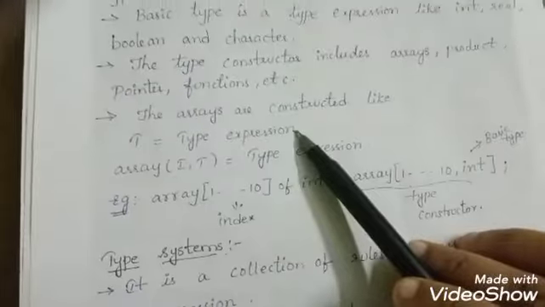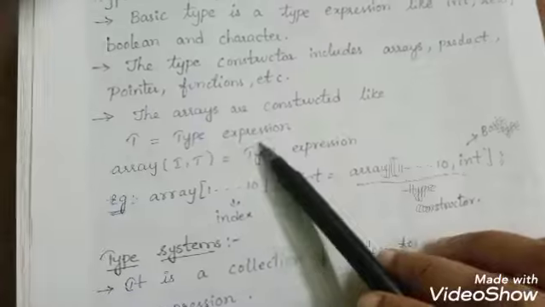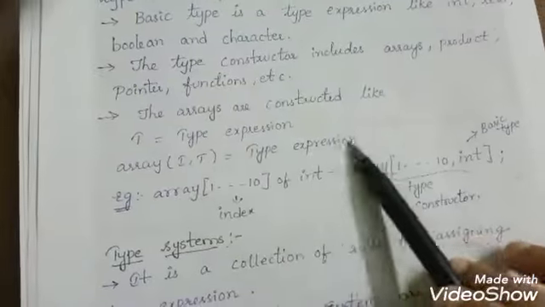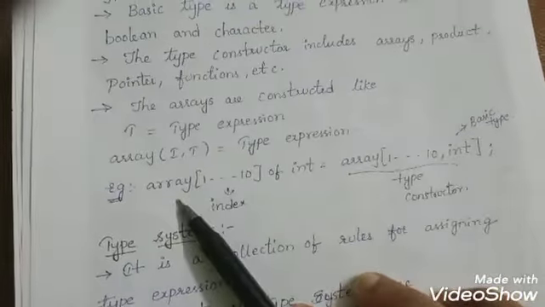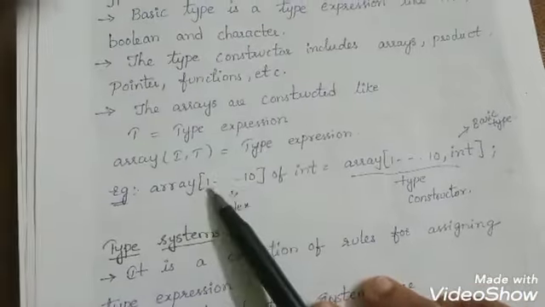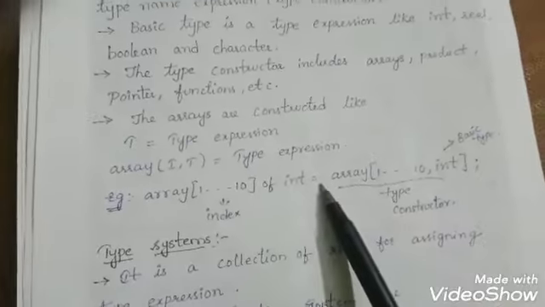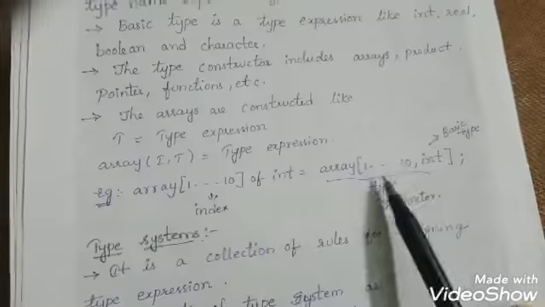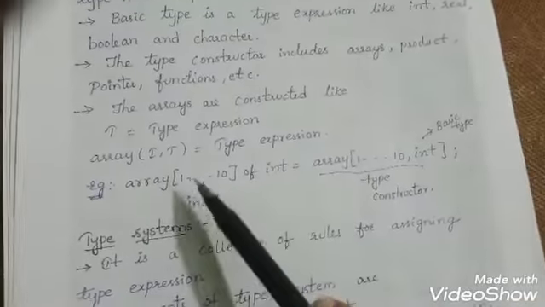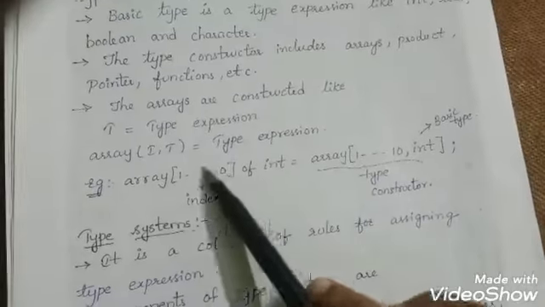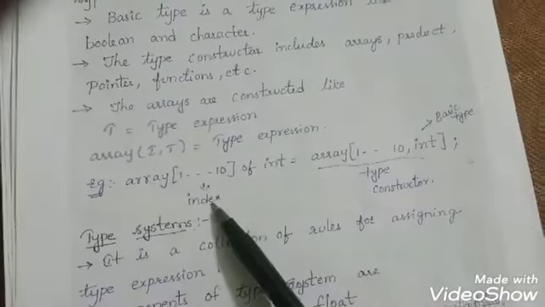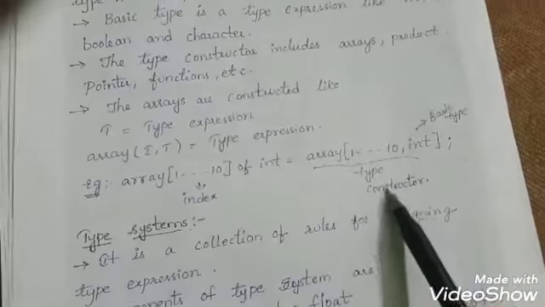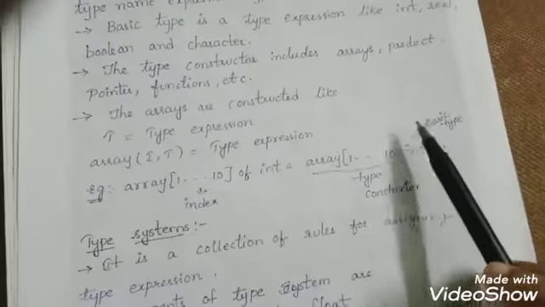Here the arrays are constructed like t = type expression, array of I, t = type expression. So for example, consider array of 1 to 10 of int. Here this 1 to 10 is represented as an index, and array of 1 to 10 is the type constructor, and int is called the basic type.